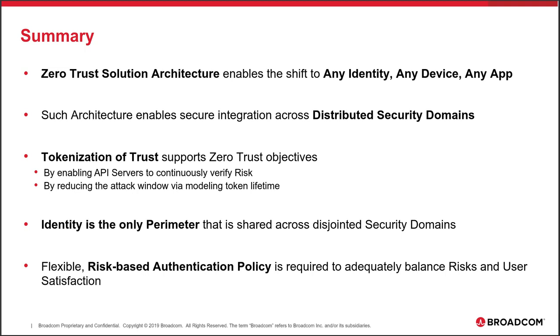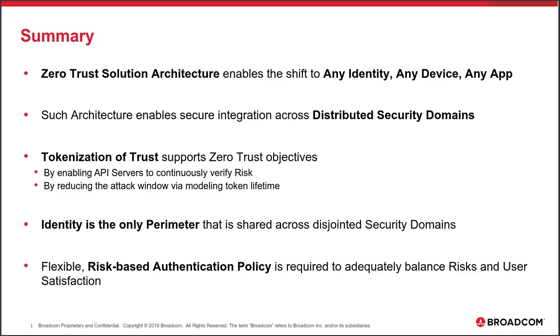For application delivery to work securely and consistently across distributed security domains, you need to be able to pull the identity out, pull the risk out, and apply policies. Apply risk and identity within these different security domains to consistently manage the amount of risk. Tokenization of trust does support that. It is a great evolution of how we think about security, and it enables, in this particular case, our API service to continuously verify risk, therefore continuously providing a secure dial tone.